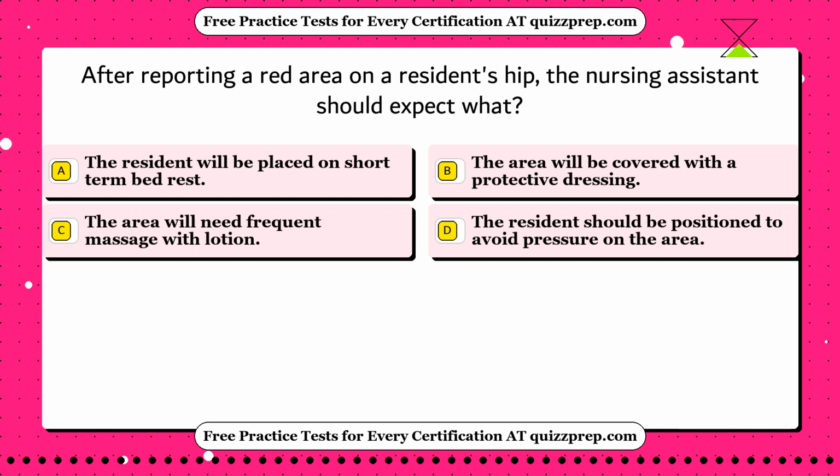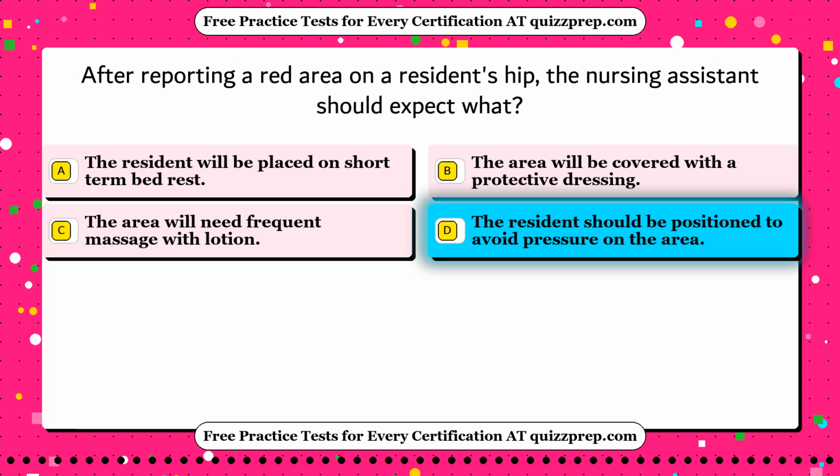Option A. The resident will be placed on short-term bed rest. Option B. The area will be covered with a protective dressing. Option C. The area will need frequent massage with lotion. Option D. The resident should be positioned to avoid pressure on the area.